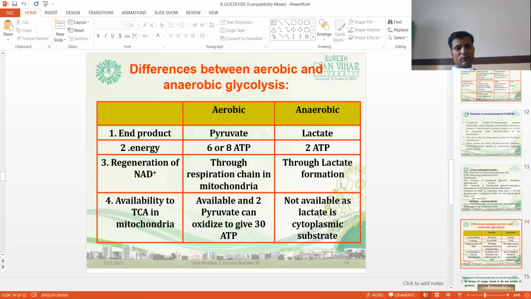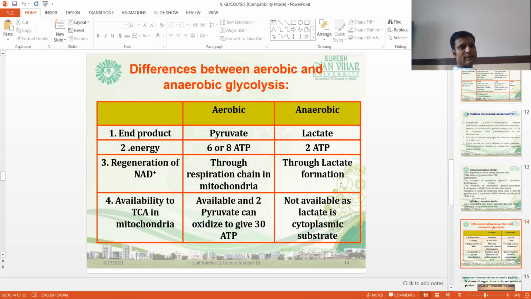Now we'll be studying the differences between aerobic and anaerobic glycolysis. If you see, we have made two columns, aerobic and anaerobic. In aerobic, the end product from glycolysis is pyruvate, and for anaerobic, it is lactate. So when glycolysis is occurring in the presence of oxygen, we get the end product pyruvate, and when it is occurring in the absence of oxygen, the end product is lactate.